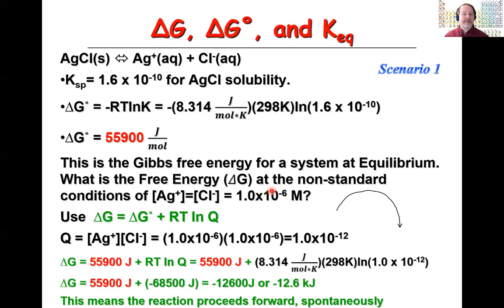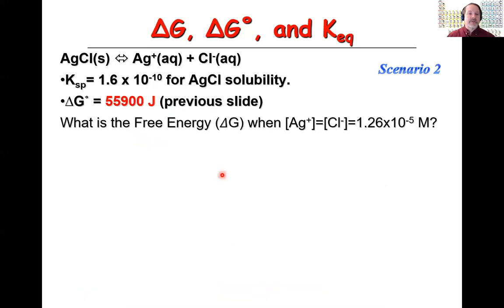So at this point, we probably wouldn't see any precipitate or solid. All right. Now let's look at some other conditions for this and see how we would calculate the free energy. So using the same information, what would happen if the silver ion concentration and the chloride ion concentration is 1.26 times 10 to the 5 molar?